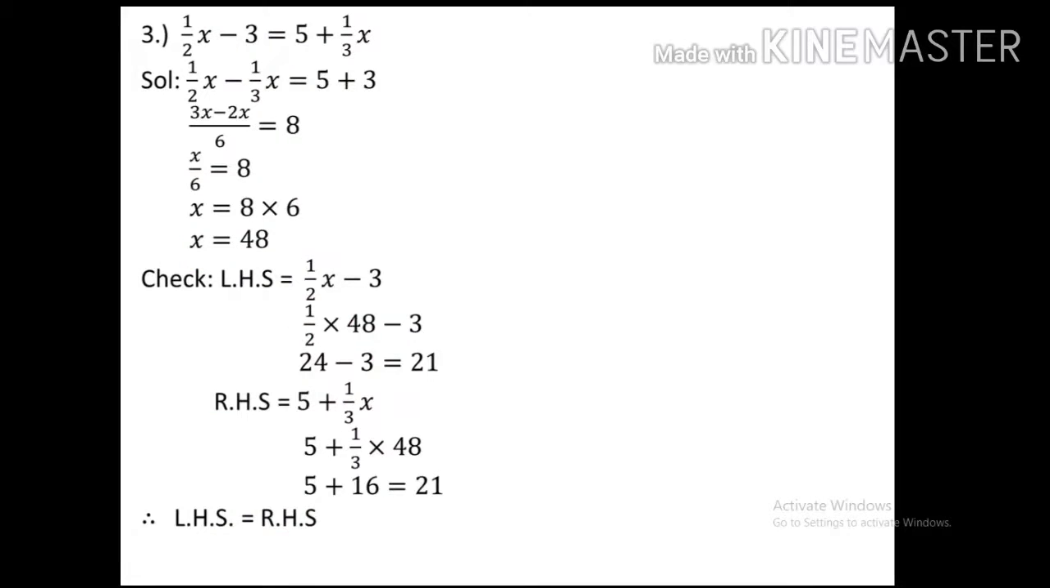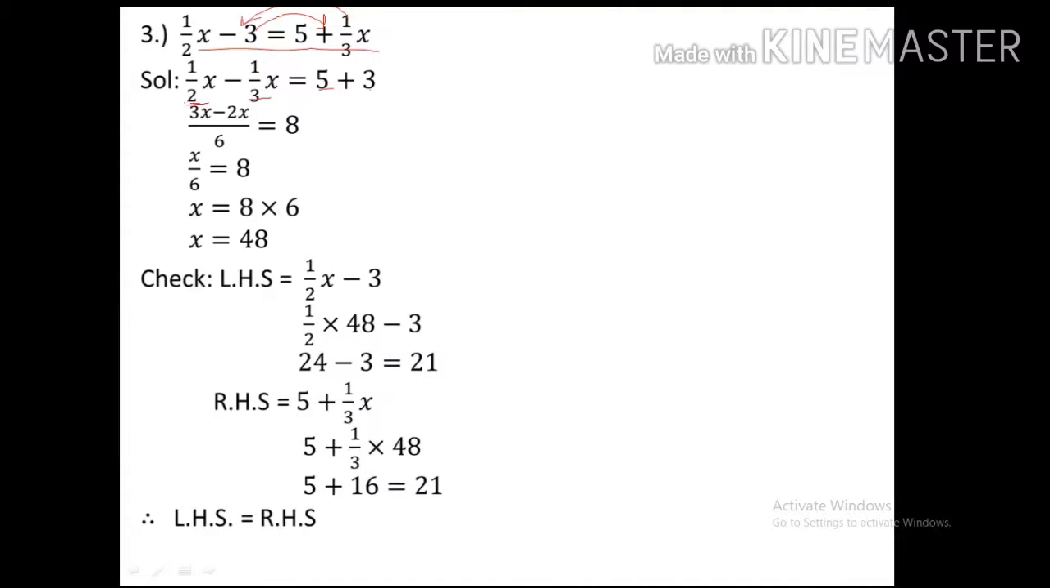Come to the next one, that is question number 3. The question says that 1 upon 2x minus 3 equals to 5 plus 1 upon 3x. This is the question. So we transfer 1 upon 3x to the left hand side. So the sign will be changed. It will come minus 1 upon 3x, and we transfer this minus 3 to the right hand side. So it will become plus 3. So next step we will write 1 upon 2x minus 1 upon 3x equals to 5 plus 3.